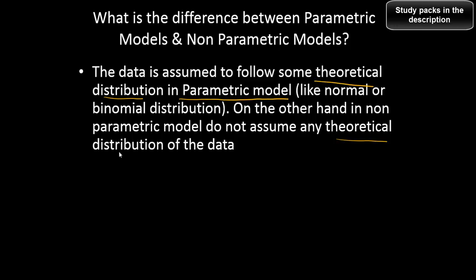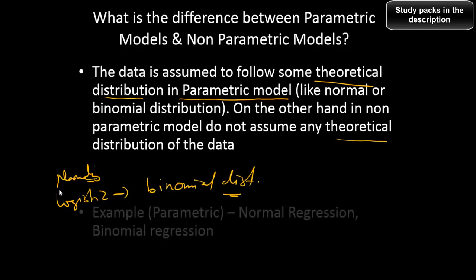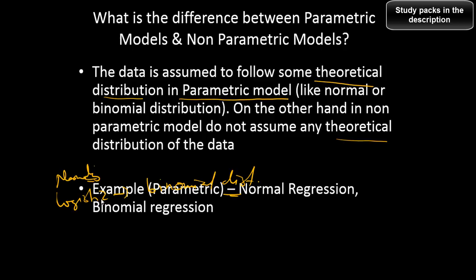So what do we mean by theoretical distribution? Well, the theoretical distributions are the ones that we might have studied in our textbooks, like your normal distribution, binomial distribution. So when you're doing a multiple regression, we generally assume that the error is normally distributed, whereas in logistic regression, there is an assumption of binomial distribution, right? So these two models, your multiple regression model and the logistic regression model, come under the parametric models.